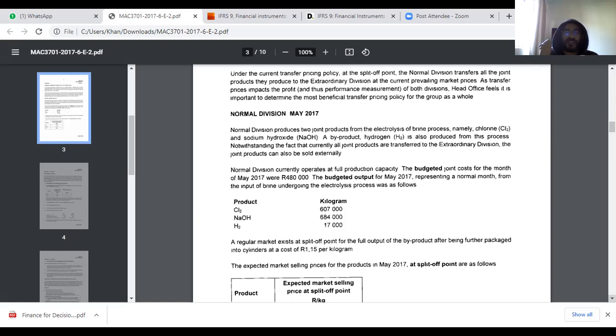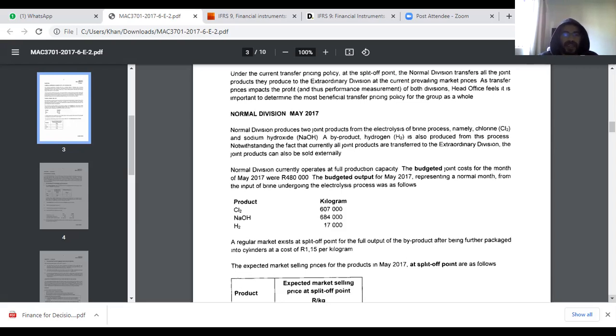Why can we use physical measures method? Because all the joint products have the same unit of measurement, both are kilograms. Similarly, we can also use market value at split-off point. Why? Because a regular market exists. You can sell these products at split-off point. So therefore, we are able to use market value at split-off point. So because we can use two methods, we'll have to be told which method the company uses.